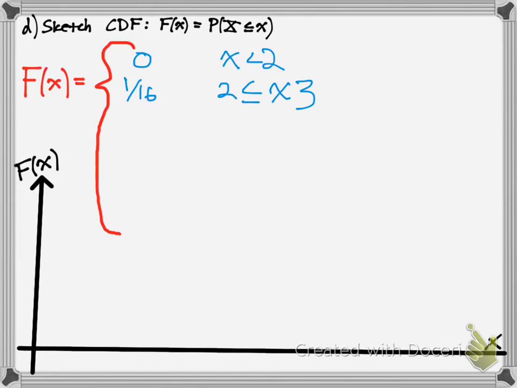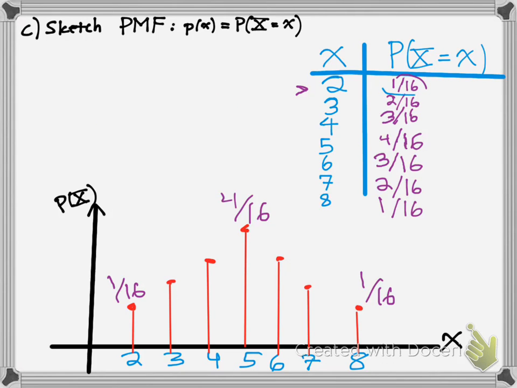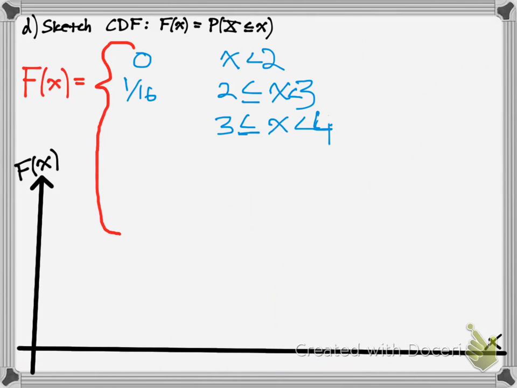Again, if it's between 3, including 3, and 4, not including 4. Wow, this pen, I am so sad right now. You simply add the previous. So if you look here, this was 1 in 16, and then we have 2 in 16, so then it would be 3 in 16th. 3 in 16.